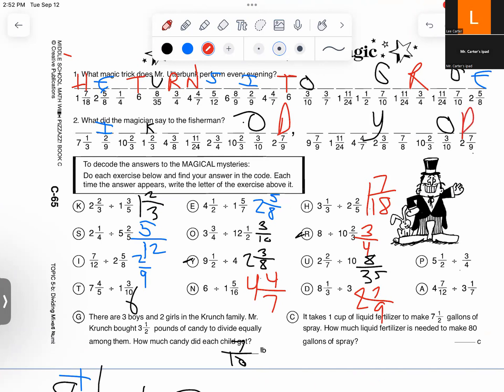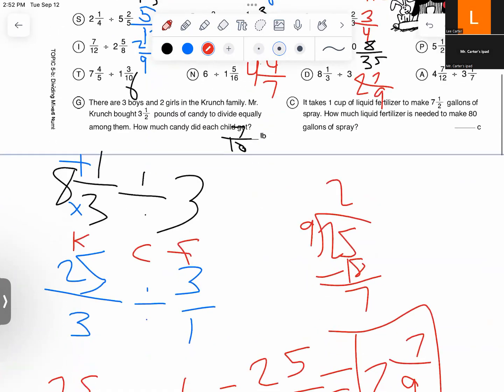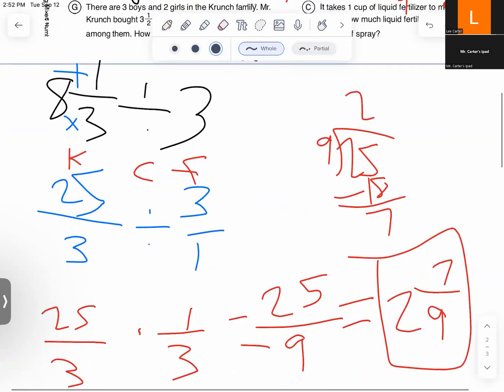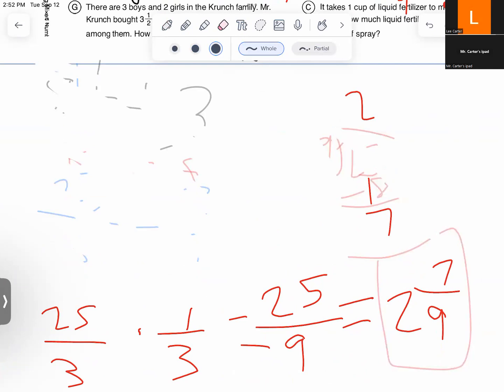Hopefully you see why I'm giving you more problems today, as I'm trying to build the repetition on these. Okay, so, all right, P, we have 5 1/2 divided by 3/4.